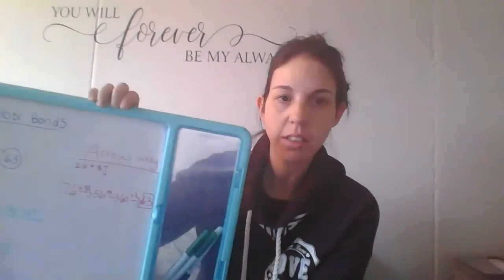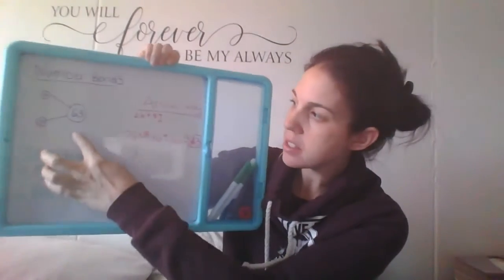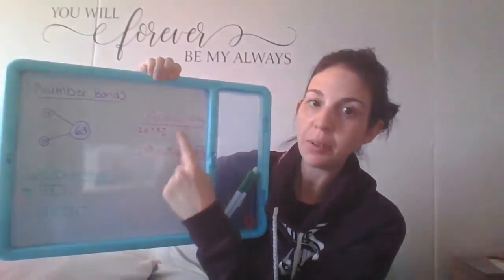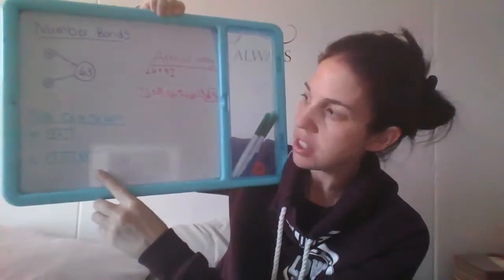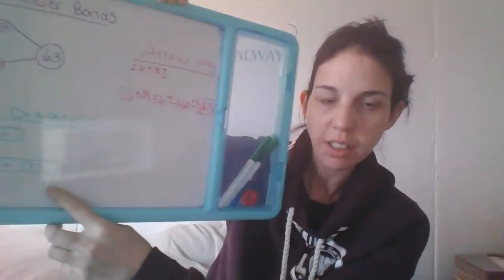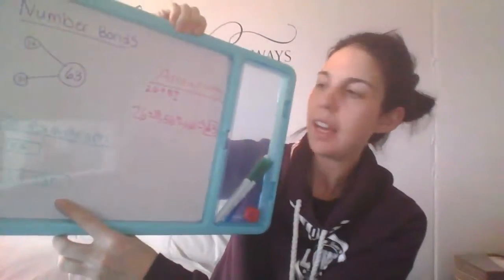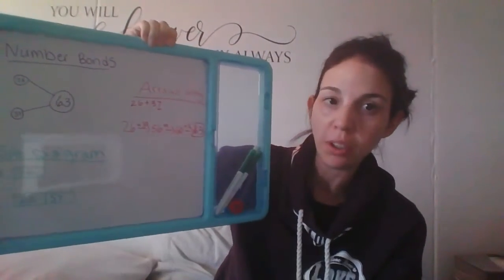I first wanted to remind you of a couple strategies that we've used throughout this unit. We've done number bonds, where we've got a whole part. We've done the arrow way. This comes in handy a lot when we're doing our adding. And then we've also done tape diagrams. Again, where you can look at a part, two parts, and then put it together to get a whole.